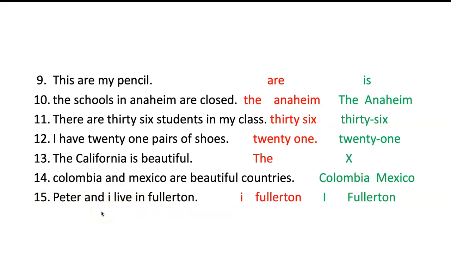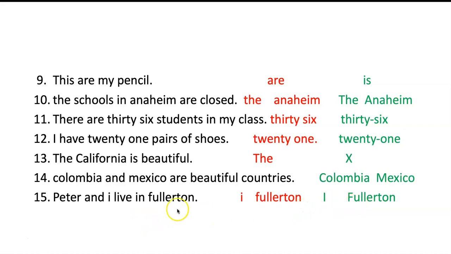Number 15, Peter and I live in Fullerton. What is wrong here? The personal pronoun I. Do you remember? You always have to write the personal pronoun I with a capital letter, even if this personal pronoun is in the middle of a sentence, all the time. Also, we have Fullerton, the name of a city. Because it's the name of a city, you have to write it with a capital letter. So you have wrong I and Fullerton. The correct is I, Fullerton, with capital letters.